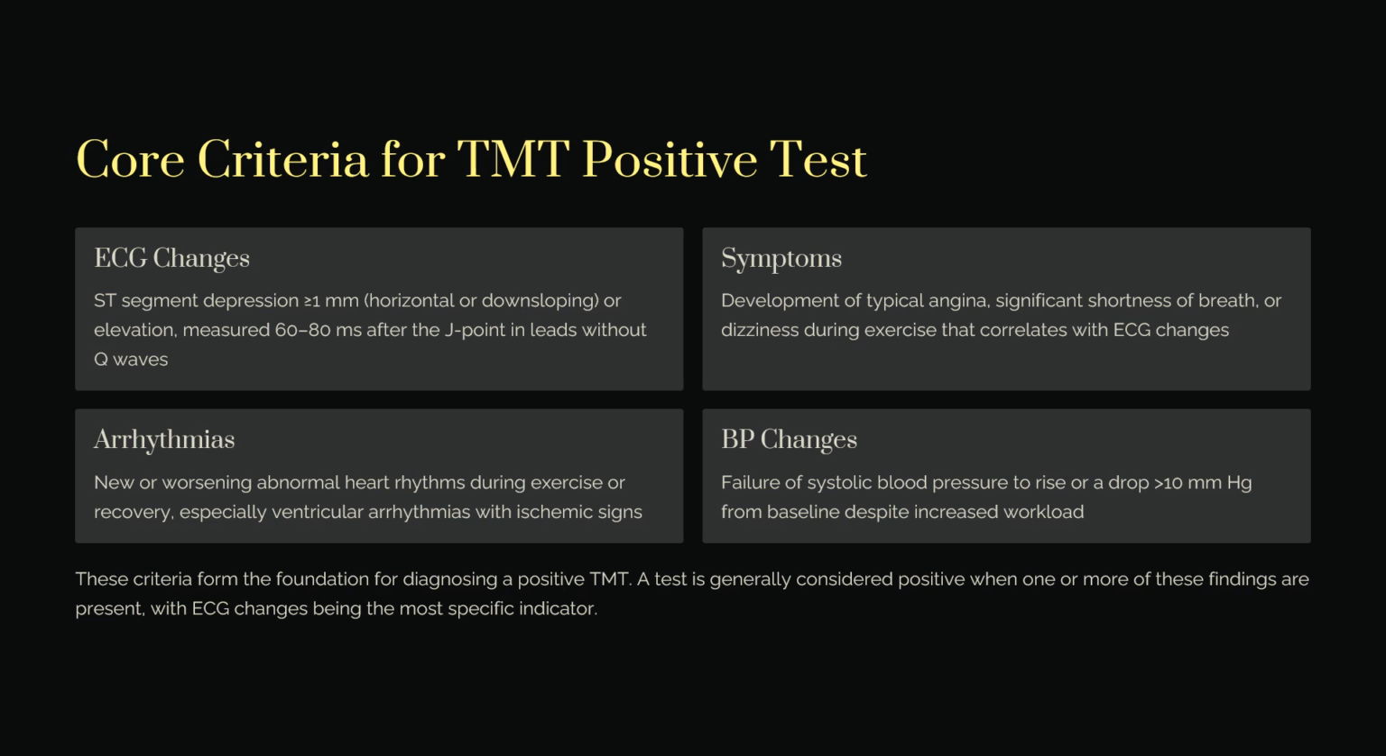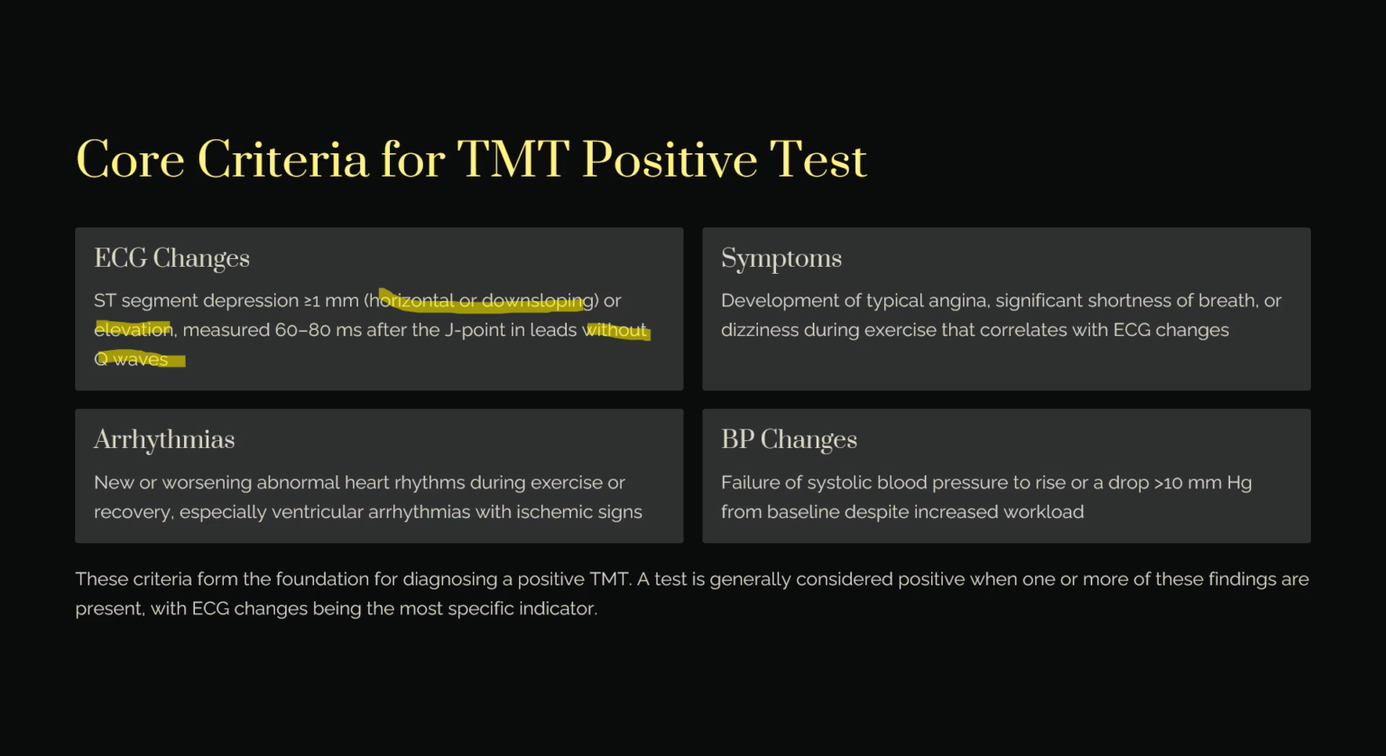What are the core criteria for a TMT positive test? First of all, ECG changes. ST segment depression greater than or equal to 1 millimeter, horizontal or down sloping. So this should be remembered: horizontal, down sloping or elevation. So three things can happen. It may be horizontal, it may be down sloping or elevated, measured 60 to 80 milliseconds after the J point in leads without Q waves. So there will be no Q waves. So these are the ECG changes.